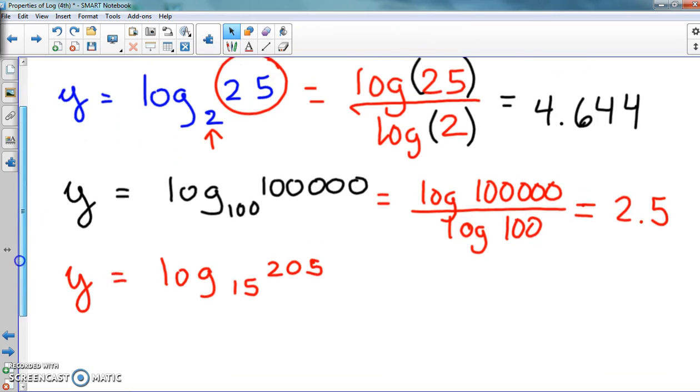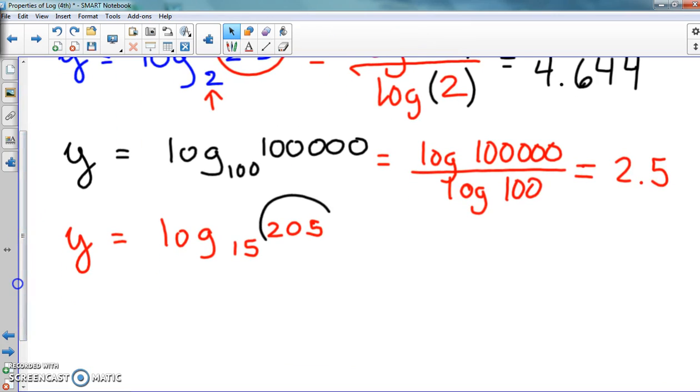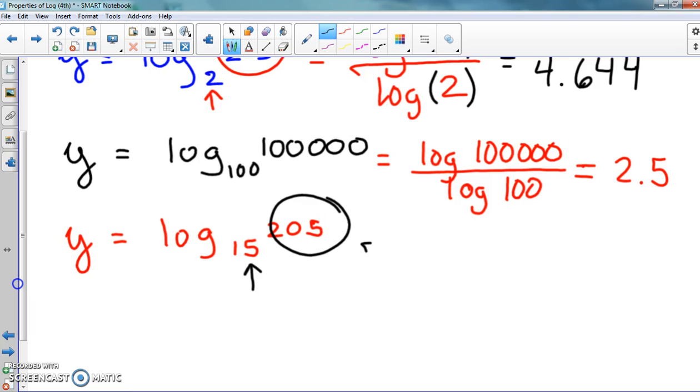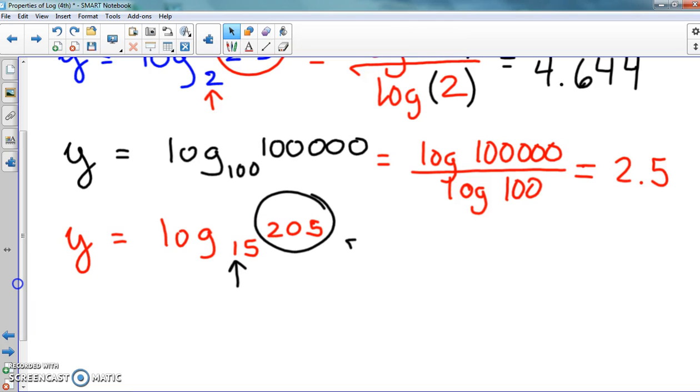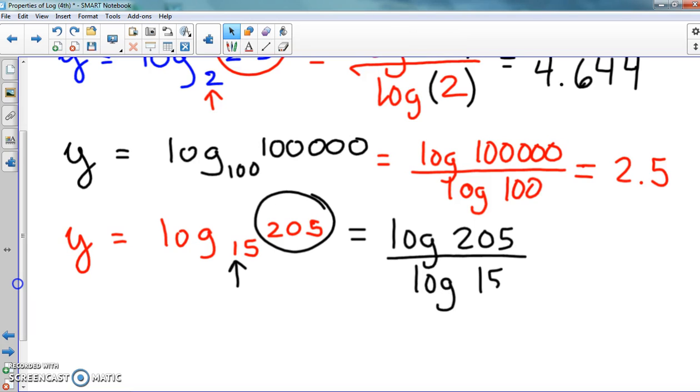And then the last one, again, take the log of the back number divided by the log of the base number. So log of 205 divided by log 15. And hopefully everybody is doing this in their calculator and not just watching me write it up here and then you just write down what I say. Make sure you know how to put this in the calculator, because if I give you a quiz on this or put this on the test and I say write it in the calculator or put it in the calculator, these should be easy answers. These should be easy points that you get on a test or a quiz. These should not be something that you get wrong.